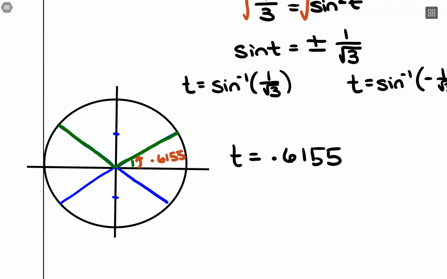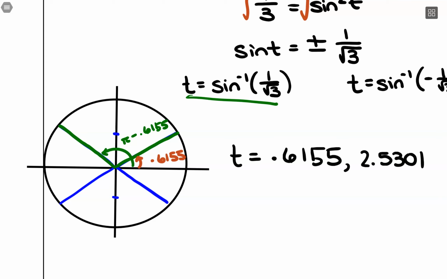Now, to get the angle that kind of matches up with that, that's also at a 1 over root 3, we would do the same thing that we did up above there. We would go to pi, but then take away 0.6155. So if we plug that into a calculator, that should be 2.5301. And that takes care of this first piece with the positive 1 over root 3.